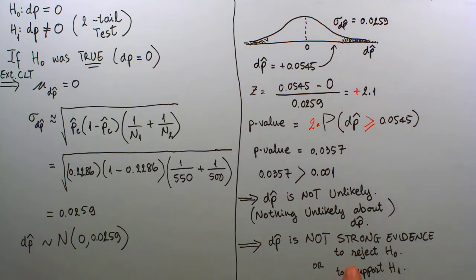And in another way of saying, dp hat is not strong evidence to reject H sub 0, it also means further that we fail to reject H sub 0. Or we can also say that we fail to support H1.